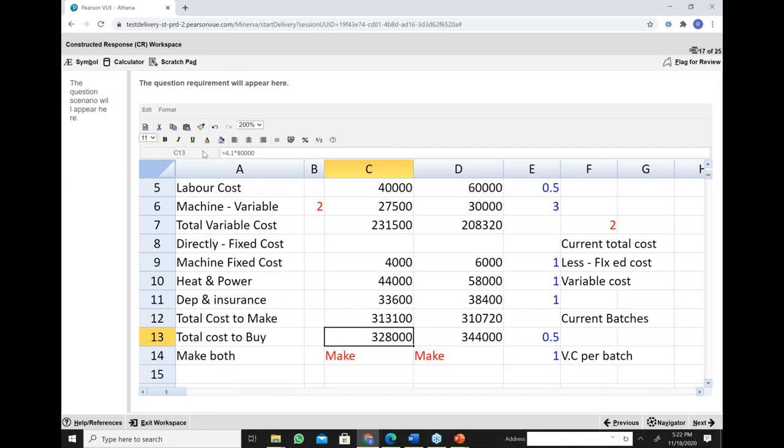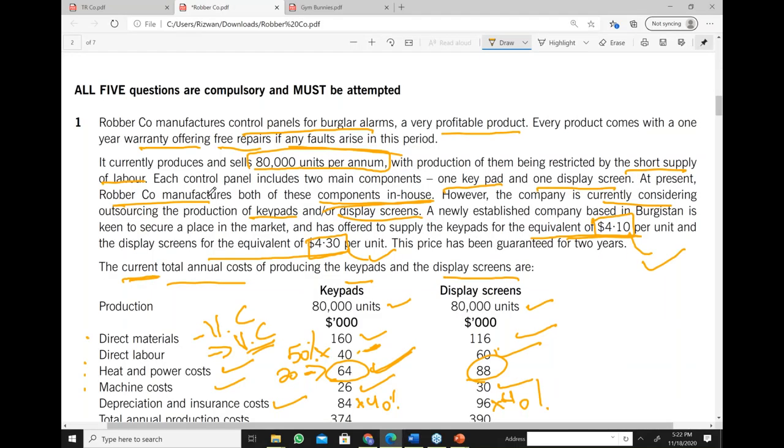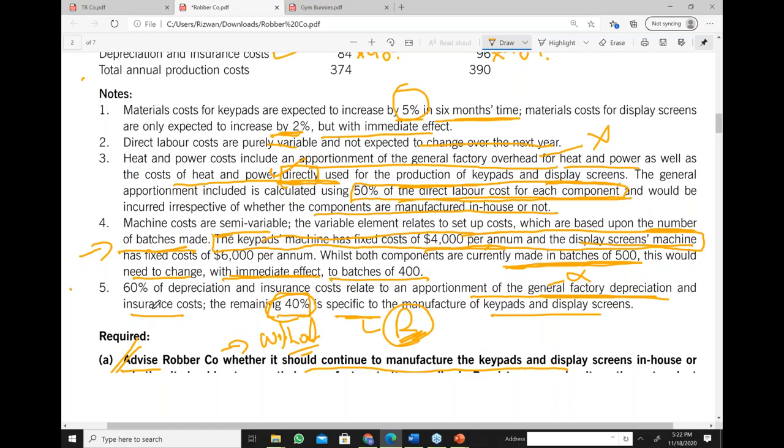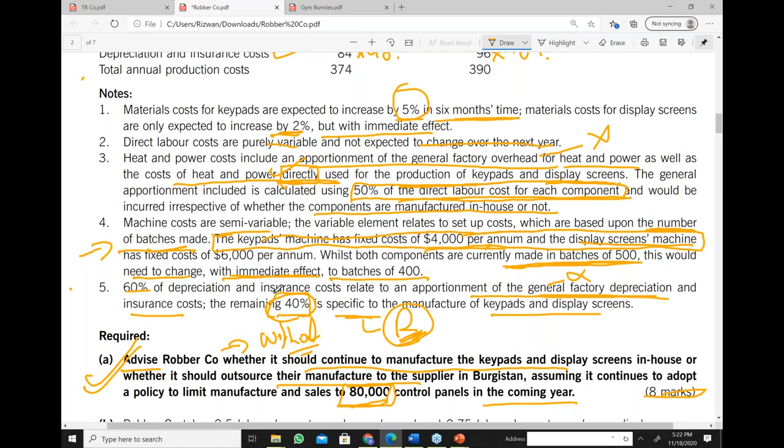Depreciation and insurance, Amir, is very simple. The question did mention here that 60% related to apportionment of general factory depreciation, which is general, which is something not relevant. It's general, okay? So you have to take a specific one. So specific was 40%. So we'll just take that fixed cost that is directly attributable, okay? That relates to that product only. Clear?